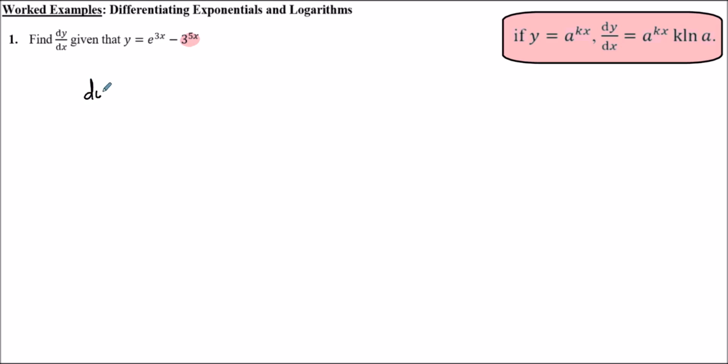So dy by dx, differentiating term by term. The first one is very easy. Remember, e^(kx) differentiates to k e^(kx). So this 3 drops down to the front, so we have 3e^(3x) for that one.